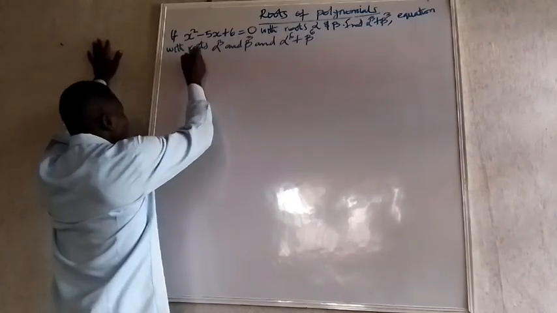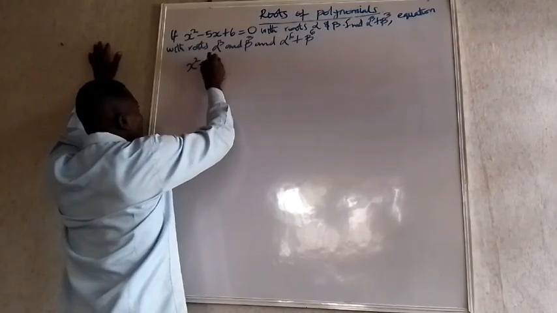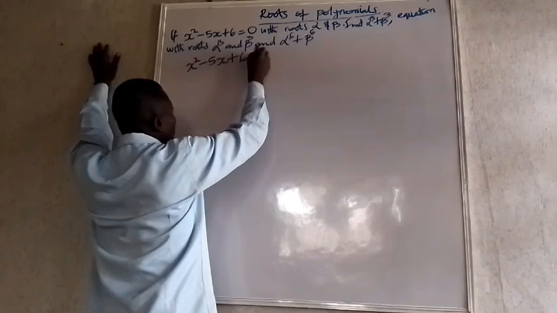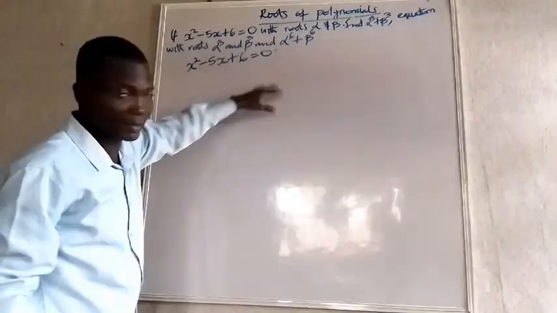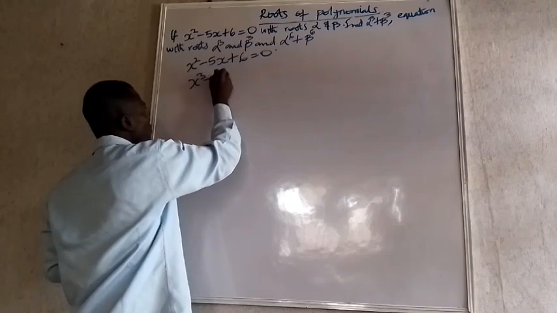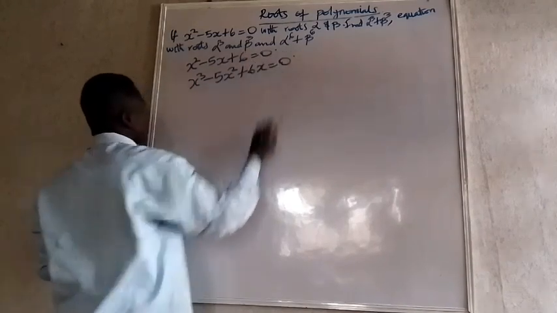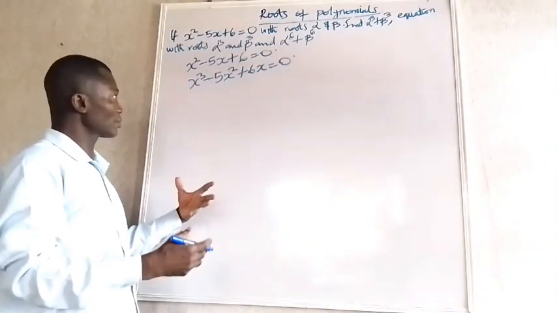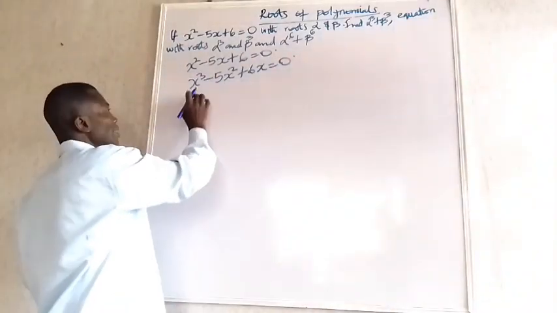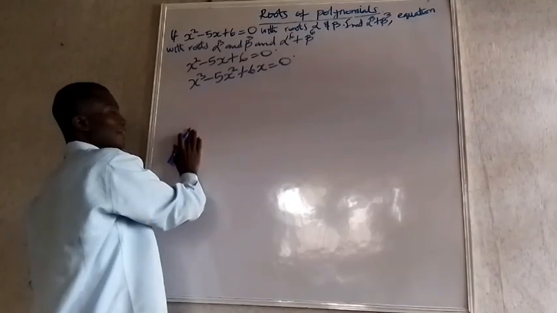But let's see. If we are going to have it like this, x squared minus 5x plus 6 equals 0. Now let's multiply with x again. So we are going to have x cubed minus 5x squared plus 6x is equal to 0. Now assuming we are adding the roots, we are going to have alpha cube, beta cube. You understand? Okay. Let me try to see how I can make it easier.